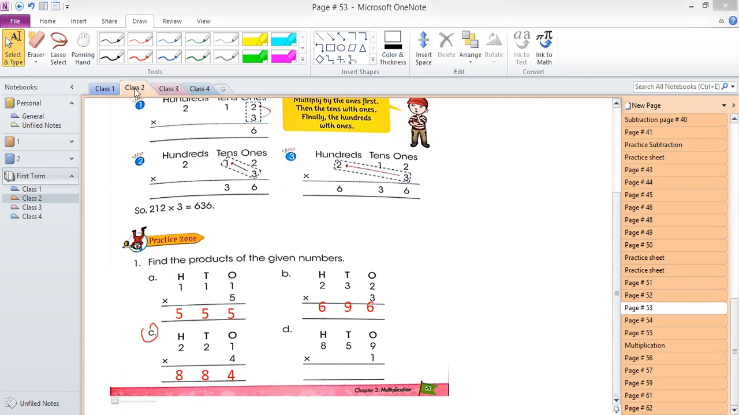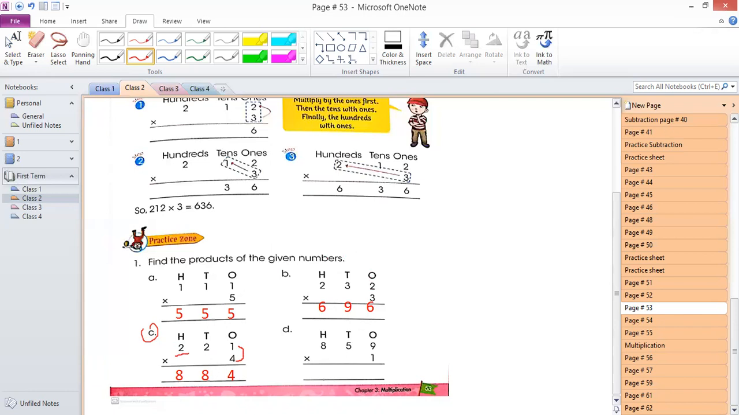Exactly, guys. The answer is 884. When you multiply 4 by 1, it will give you 4 ones. Then you multiply 4 by 2 tens. 4 by 2 is 8, so it equals 8 tens. Then 4 multiplied by 2 again, but this time in the hundreds. So 4 multiplied by 200 equals 800. So you will write 8 in the hundreds place.